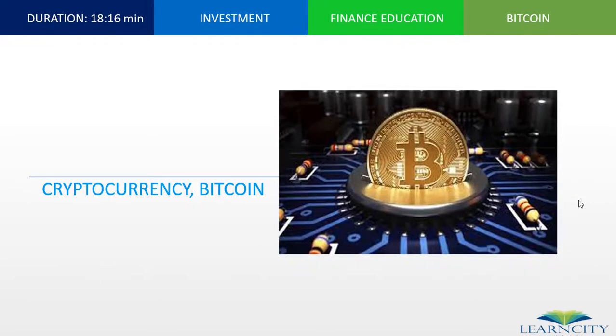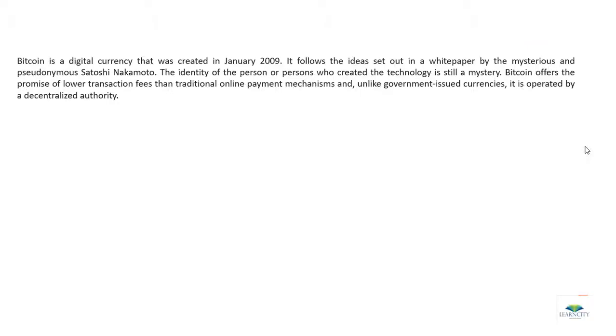Bitcoin is a digital currency that was created in January 2009. It follows the ideas set out in a white paper by the mysterious and pseudonymous Satoshi Nakamoto. The identity of the person or people who created the technology is still a mystery.